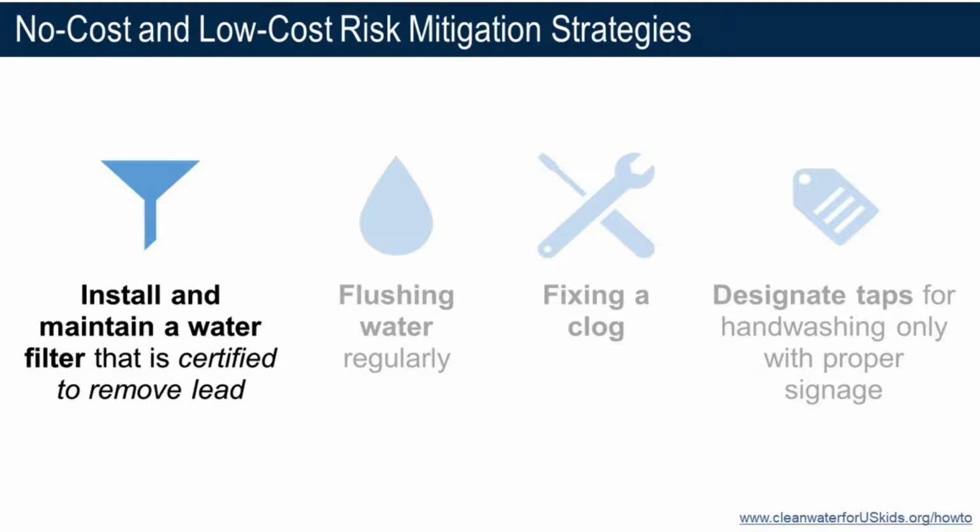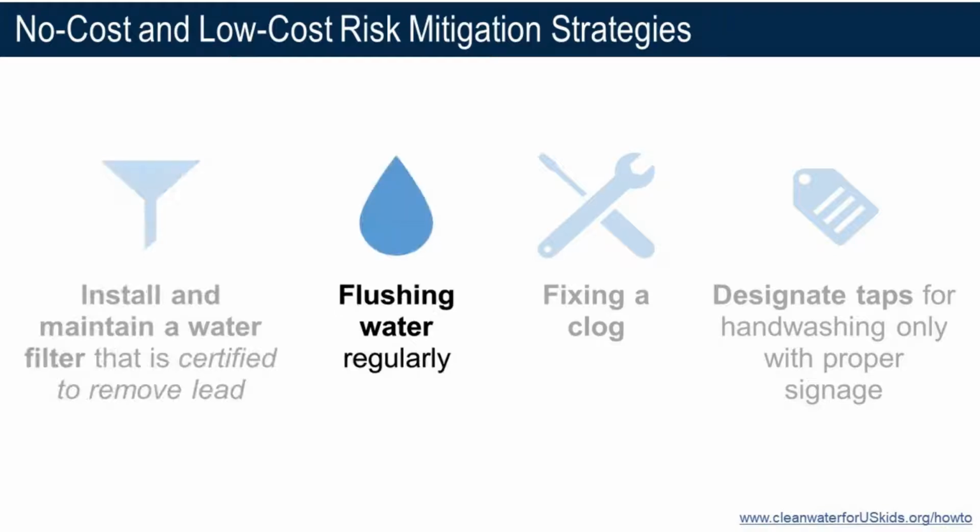Now, since any level of lead is not good for children to be exposed to, we still do recommend no-cost or low-cost solutions to get that lead out as well. Some of those recommendations can also be installing and maintaining a filter, or it may be something like flushing water in the morning. Another thing to do is to always make sure that you contact a plumber if you notice that you have a clog or something that isn't working well at a tap.